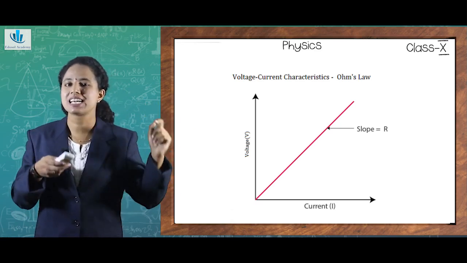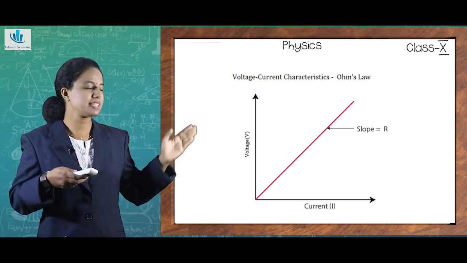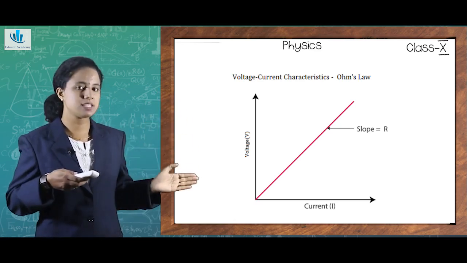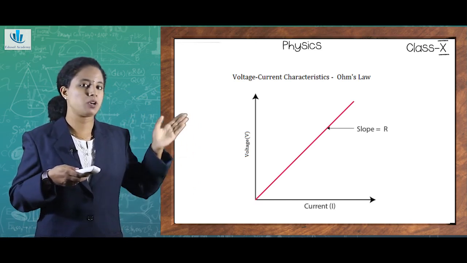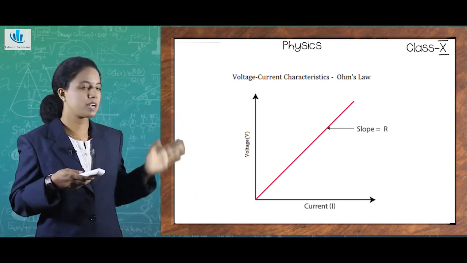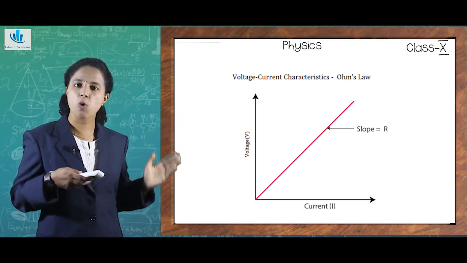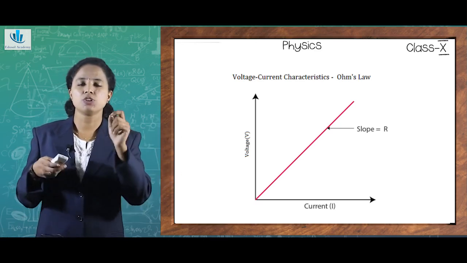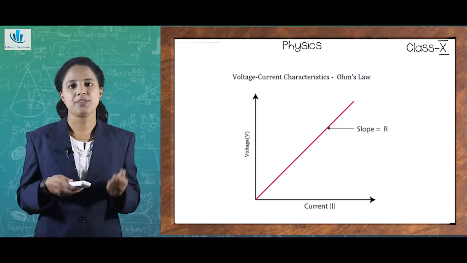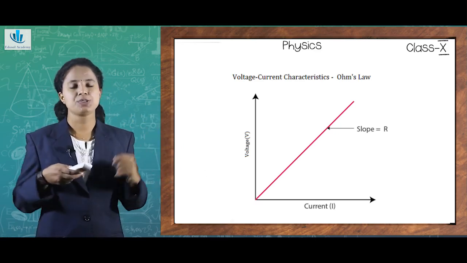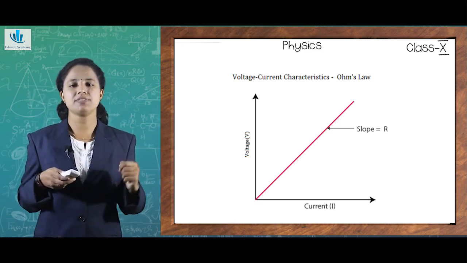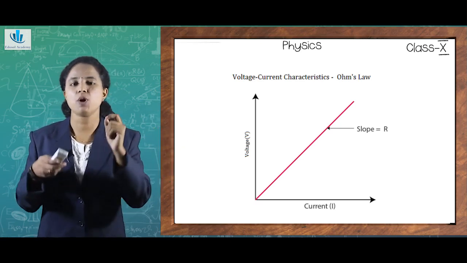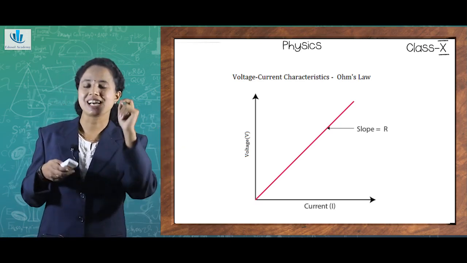R represents the resistance. So if I take the slope of this particular V-I graph, where current is plotted on the x-axis and voltage, measured using the voltmeter, is plotted on the y-axis, the unit of current is I and the unit of voltage is V. So if I take the slope of this graph, that is R equals V by I. So the slope is R, or the resistance.